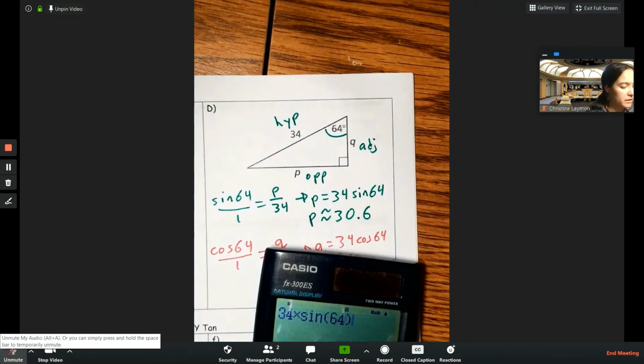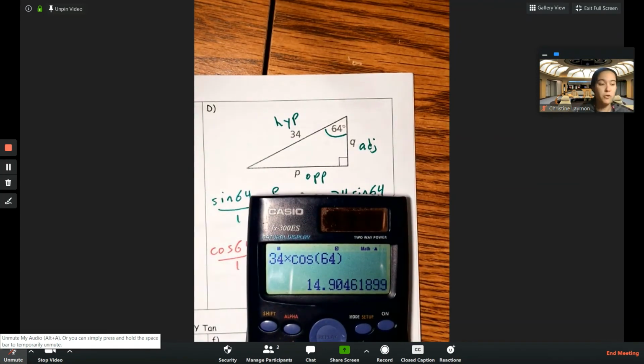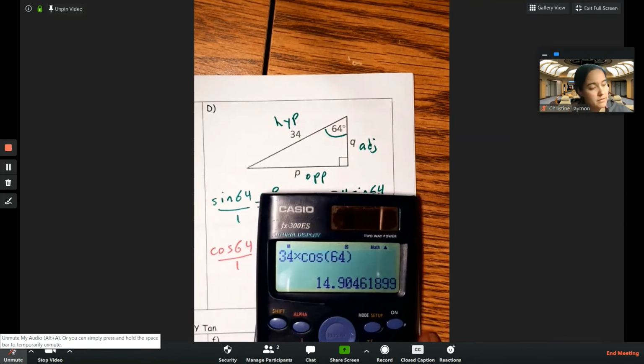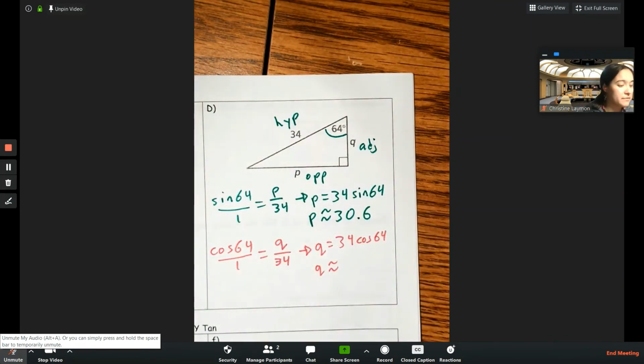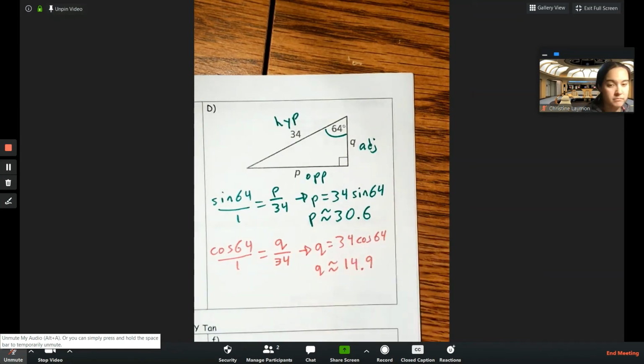So going back here, I'm saying I do not want to see a sine, I want to see a cosine. So 34 cosine 64 gets us 14.9. So 14.9 is the value of Q.